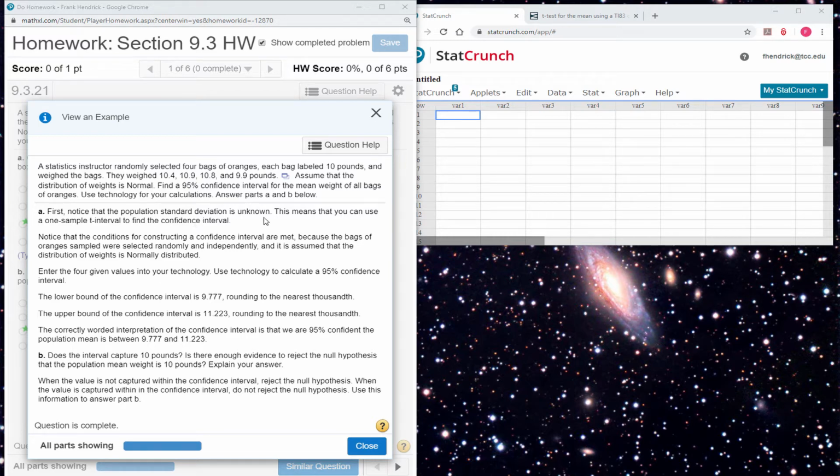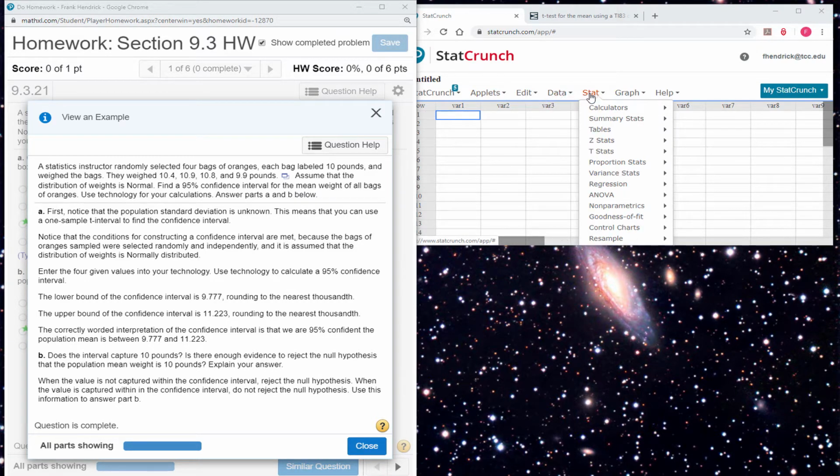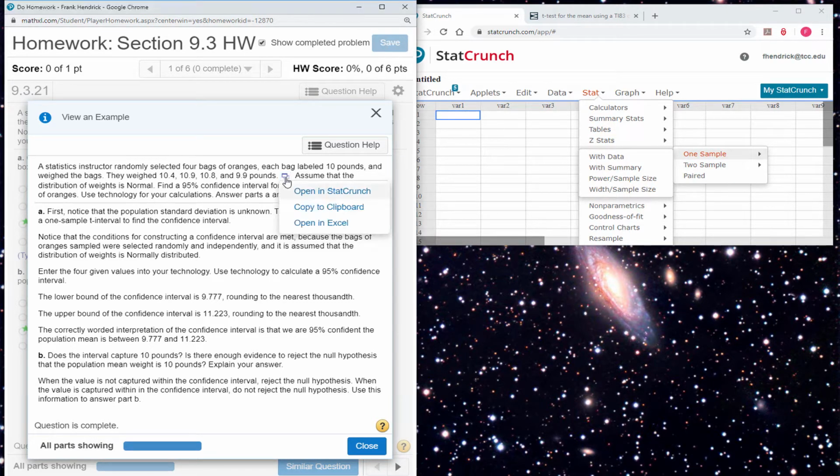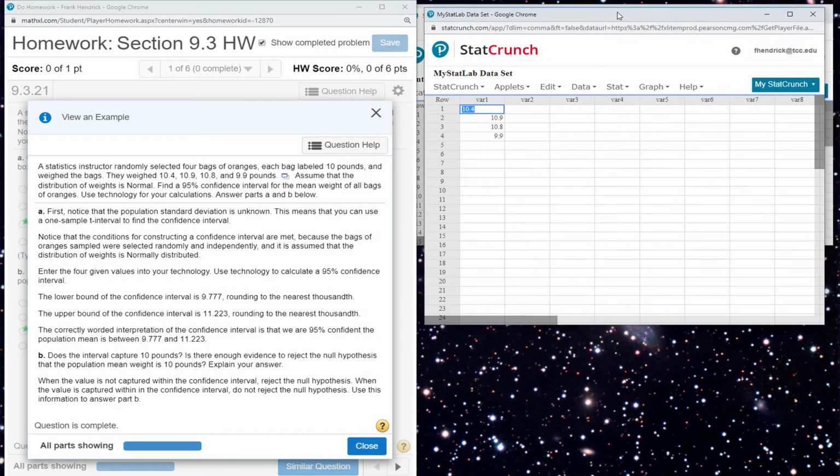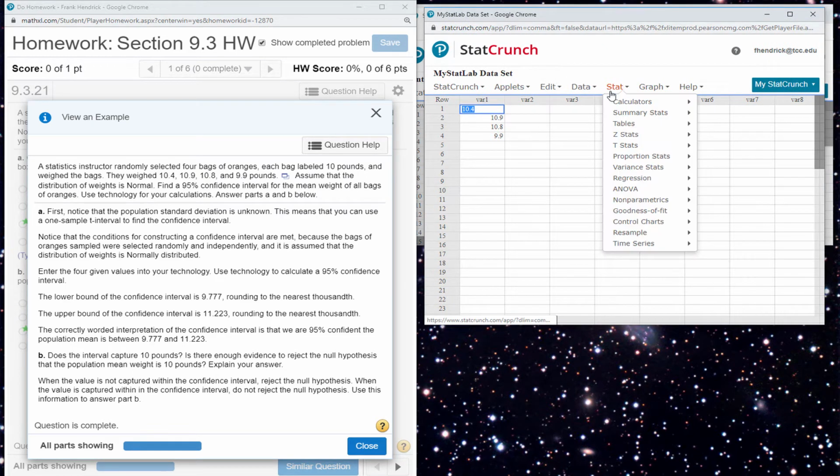So, population standard deviation is unknown. That means you can use a t distribution here. So when you don't know the standard deviation, you gotta use a t distribution. So t distribution here. One sample. In this case, we're gonna have data. So click on that. I can open in StatCrunch. So click on it and open the data in StatCrunch. So stat and t stat, one sample with data.